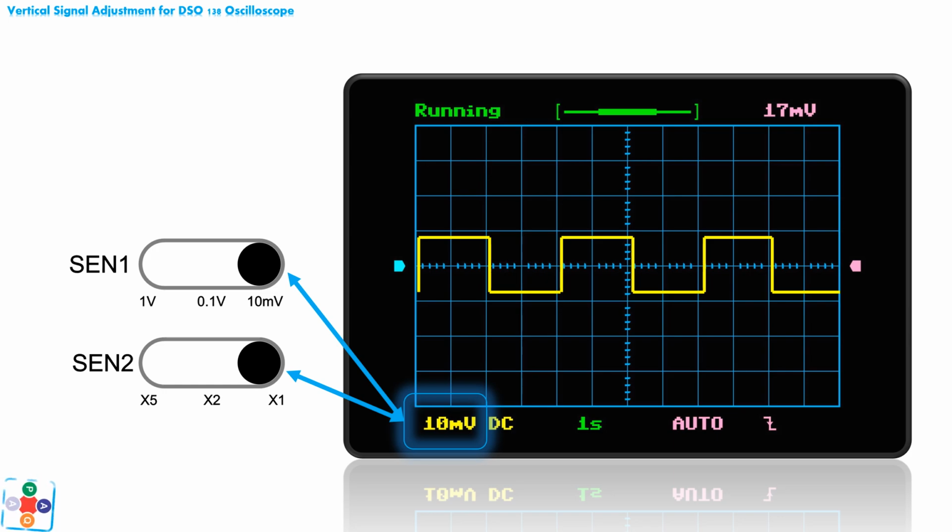Since there is no combination of SEN1 and SEN2 switches that gives us a value of 2.125 mV, we will select the next higher value. From the table we can see that the first available higher value is 10 mV. So, the combination of the SEN1 switch set to 10 mV, and the SEN2 switch set to x1, gives us the desired scale for signal display. This combination sets the height of 1 square to 10 mV, which means that our 17 mV signal will fit into 2 vertical squares, with some room to spare.